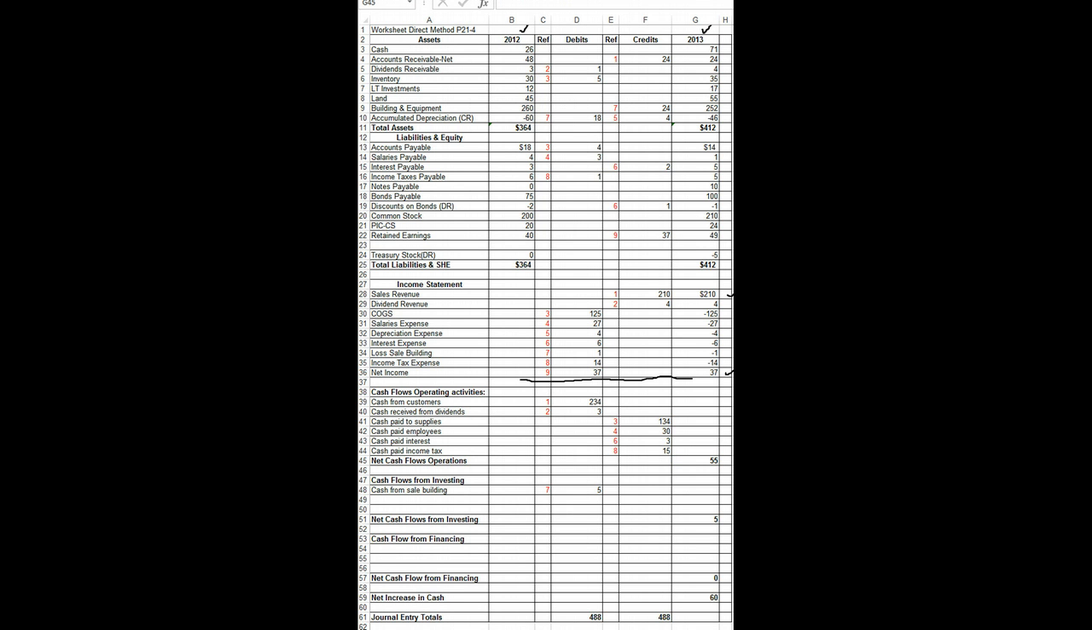So everything below this line is cash flows. So this is the cash effect that net income, the changes in net income and the related balance sheet accounts had on my operating activities. It's the change in the cash accounts from looking at those accounts.